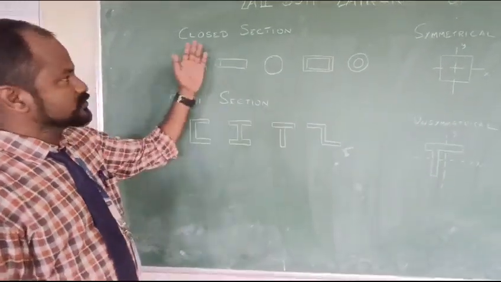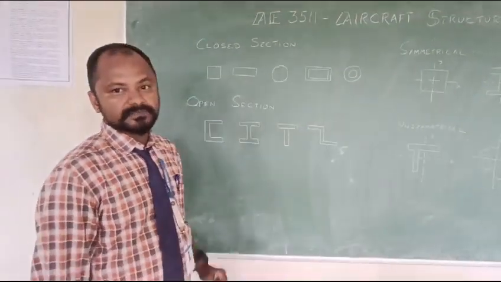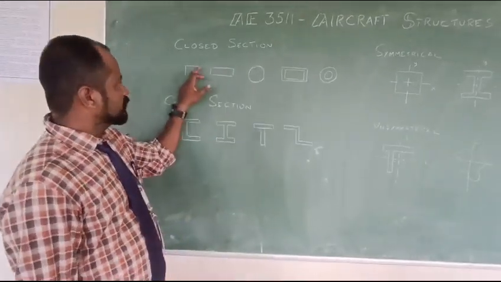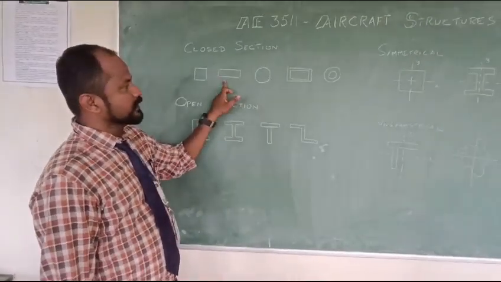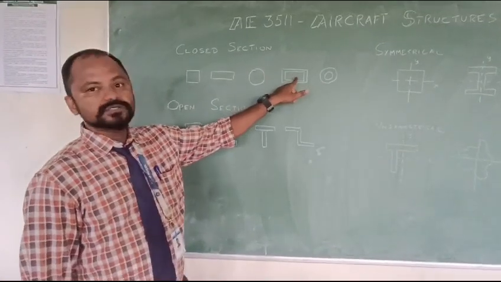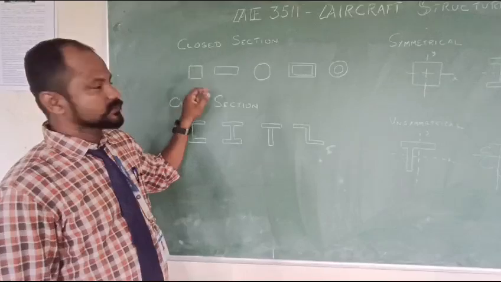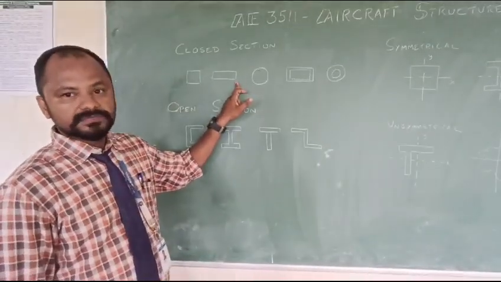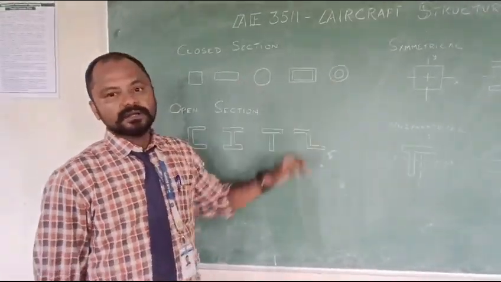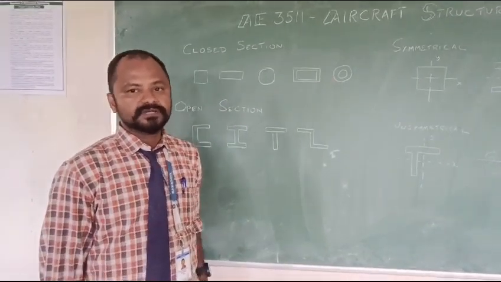So we have closed sections and open sections. The closed section means the material is covered all over the body, and some of them are hollow structures with gaps inside, and some will have material inside. So these are called rods or beams, and these structures are called hollow pipes or hollow shafts.